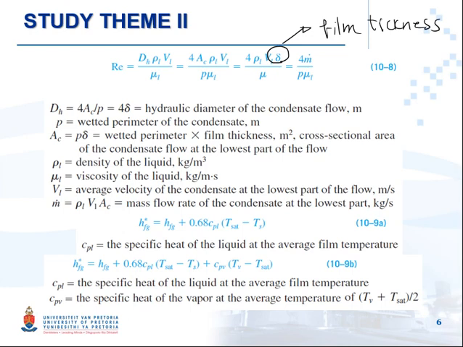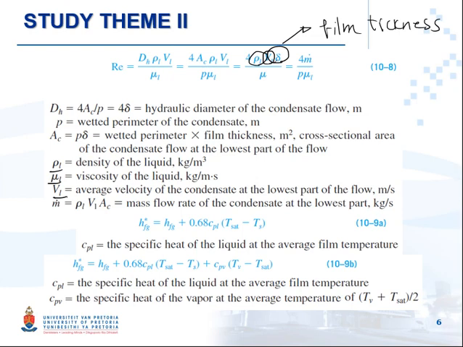So the rest are the same. You know that density, velocity, viscosity, but this delta is film thickness. There are some correlations on how to use rho L, which is the density of the liquid, viscosity of liquid, average velocity of condensate, all those information.